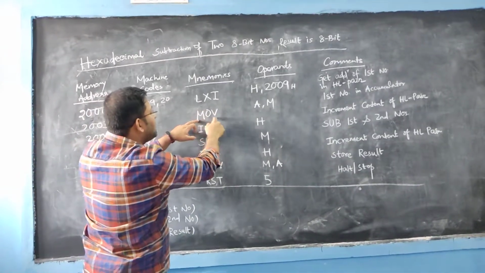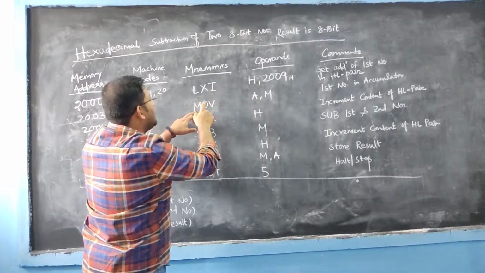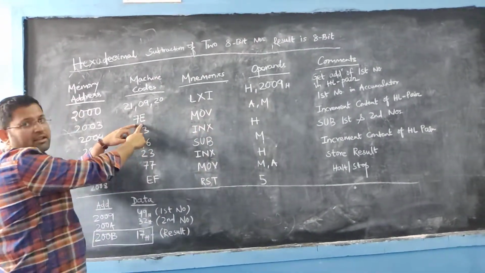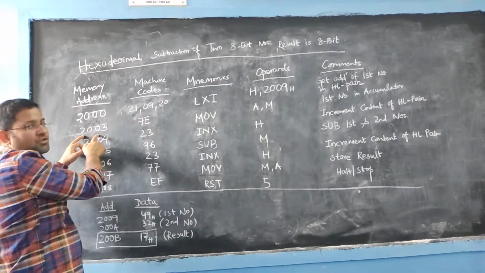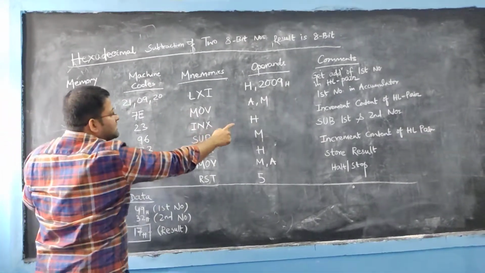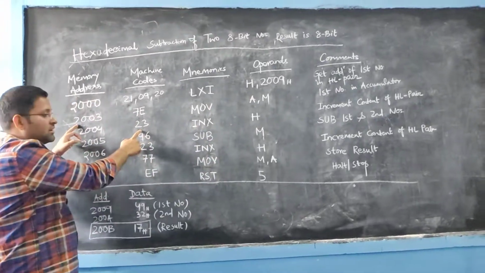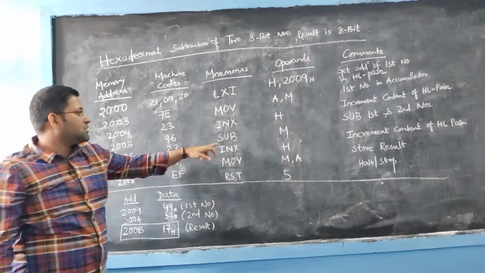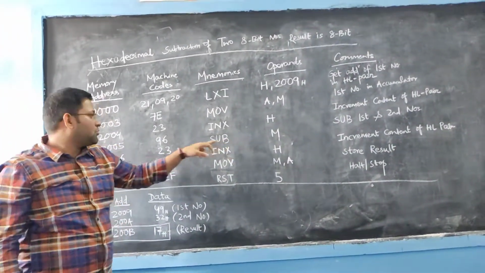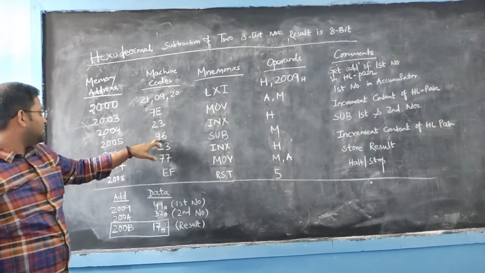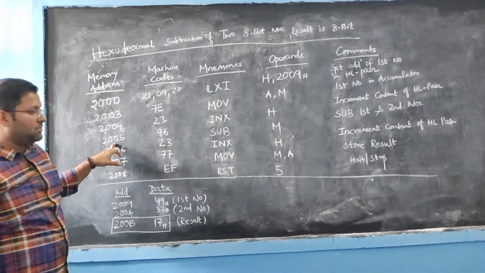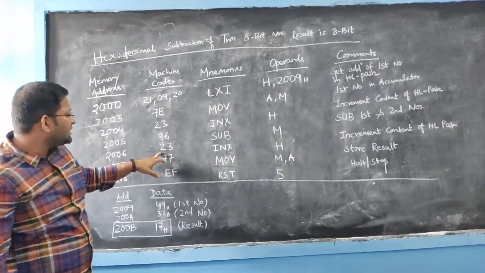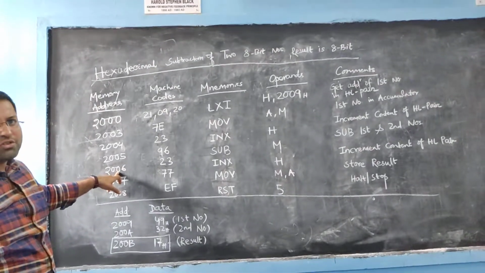Next line is MOV A,M. So this is one byte instruction. So only the opcode. So the opcode of MOV A,M is 7E. So 7E is at address 2003. Okay. Next is your INX H. So the opcode of INX H is 23. That 23 is at address 2004. Okay. Next is your subtraction SUB M. The opcode is 96. This value is at address 2005. Next is your increment the HL pair. This opcode is 23. This value is at address 2006.